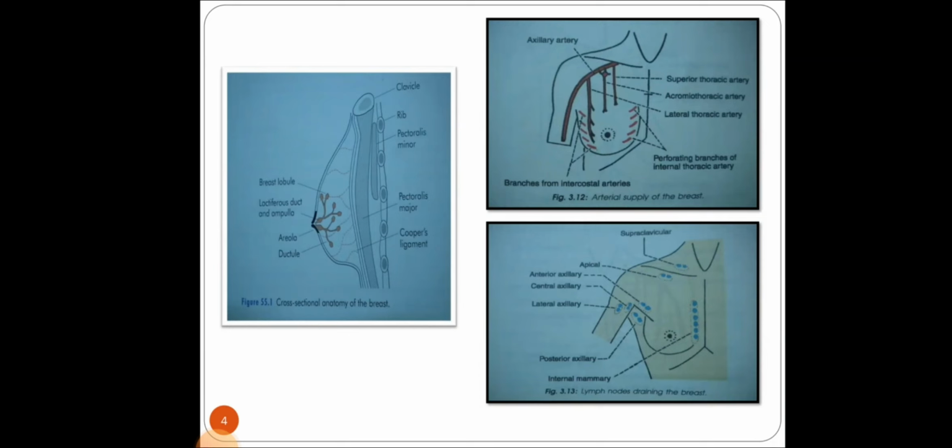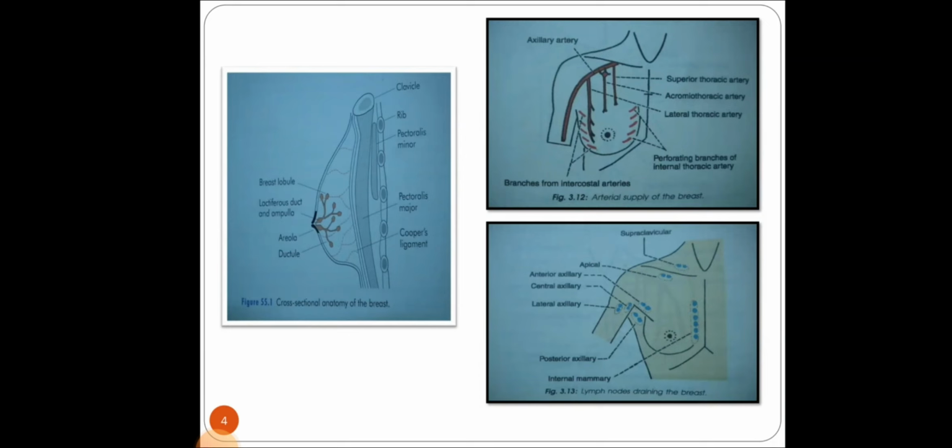Then about the nipple, it is a cylindrical or conical eminence which projects from below the center of the anterior surface of breast, and it usually lies at the level of fourth intercostal space. And this nipple, it is traversed by 15 to 20 milk ducts, that is the lactiferous ducts, which open by minute orifices on its wrinkled tip.